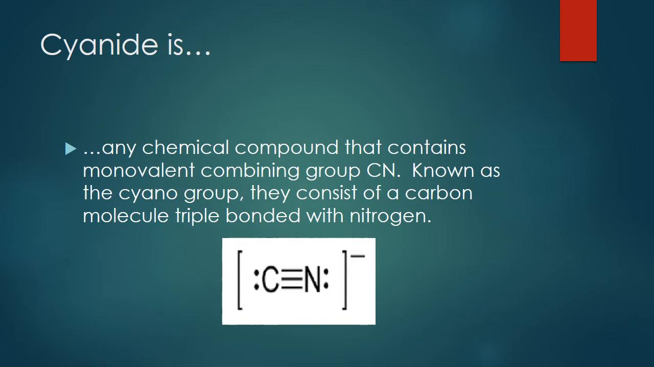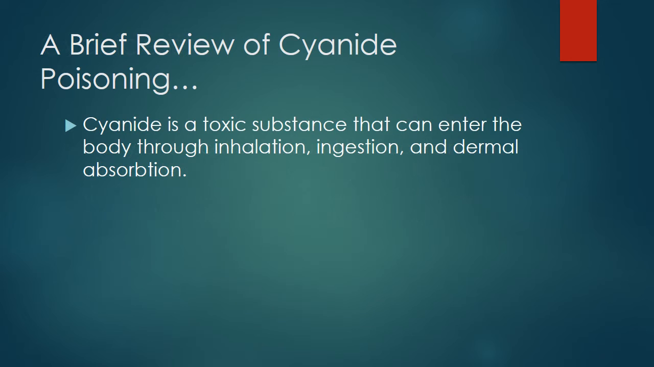Before we go into the actual kit, let's do a quick review on cyanide. Cyanide is any chemical compound that contains the monovalent combining group CN. Known as the cyanide group, they consist of a carbon atom triple bonded with nitrogen. Cyanide is a toxic substance that can enter the body through inhalation, ingestion, and dermal absorption.